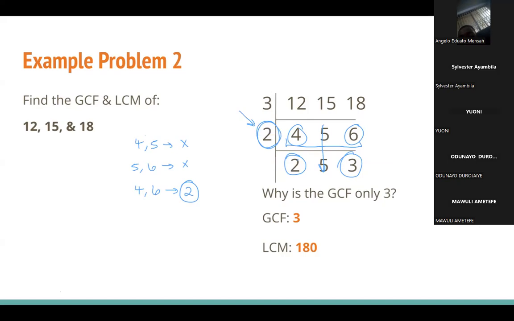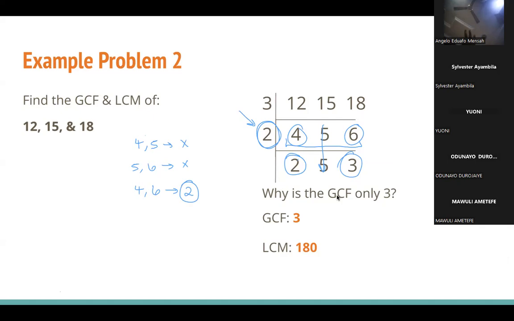But this 2 is not common between all the numbers, so it cannot be included within the GCF, but it is still included within the LCM. Does that make sense to everyone a little bit? Okay, cool. So we'll move on.